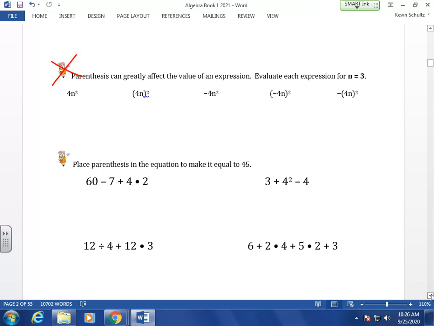But this bottom section here says place parentheses in the equation to make it equal to 45. So right now, as the expression's written, it doesn't equal 45. I want you to make it equal 45 by adding parentheses where necessary to change the order of operations. You're not adding any numbers to it. You're only adding parentheses. You're not changing any of the operations given, only the order in which you will do them. You may have to add more than one set. Just kind of got to play with it a little bit and see what happens.